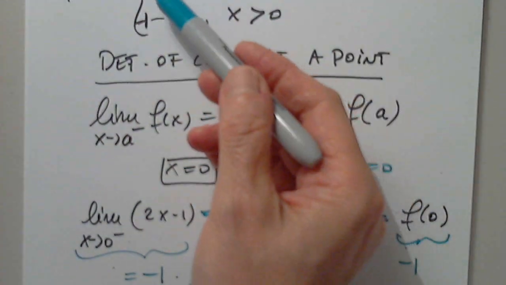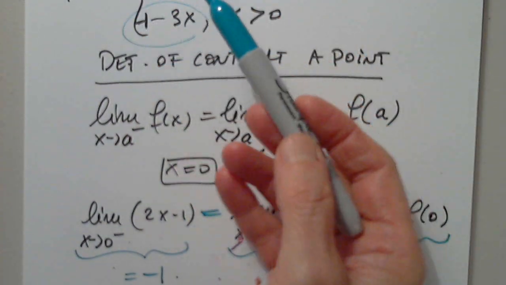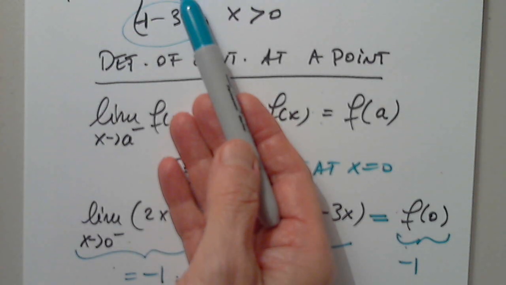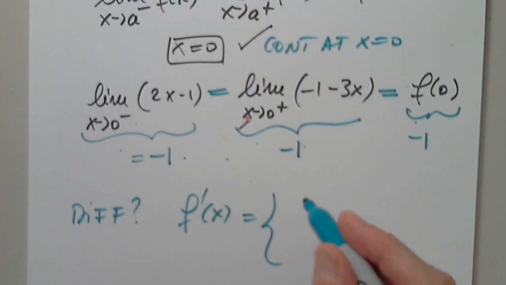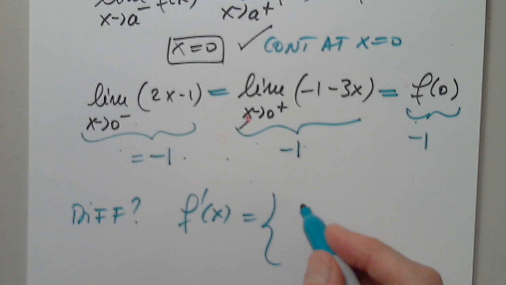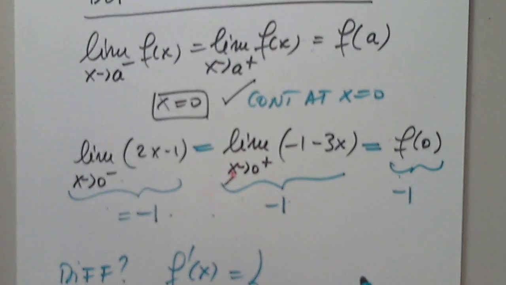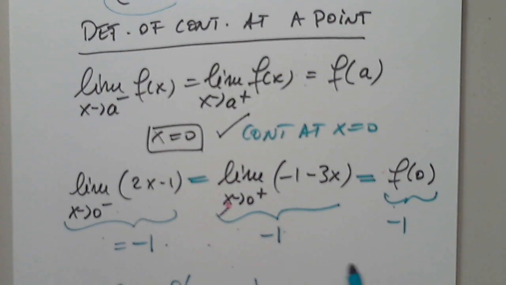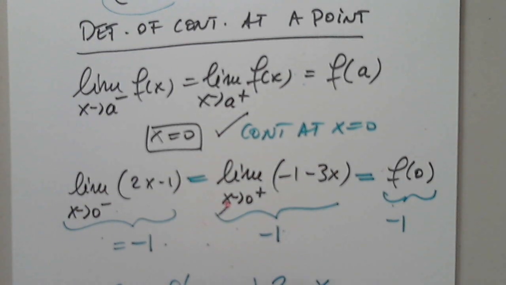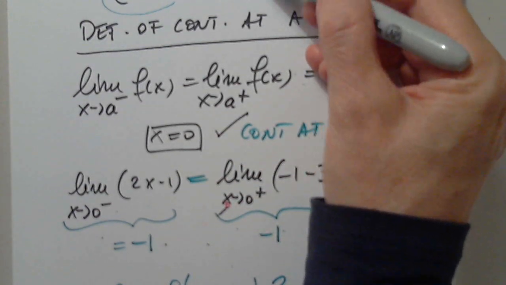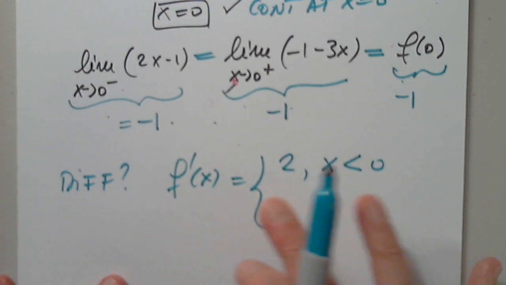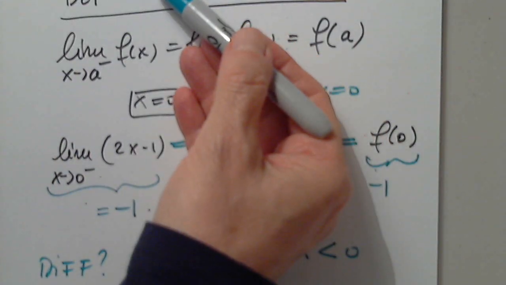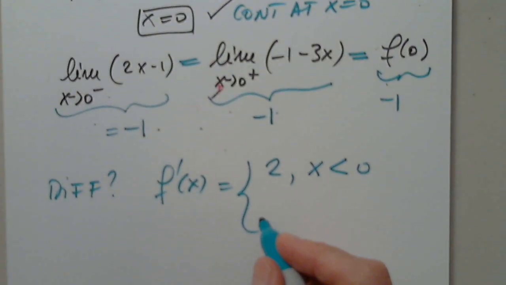They are both lines. Can anyone find the slope of this line? Can anyone give us the slope of 2x minus 1? 2. For x less than 0, I did not copy the equal symbol. You'll see in a moment. Can anyone give us the slope of this line? Negative 3.